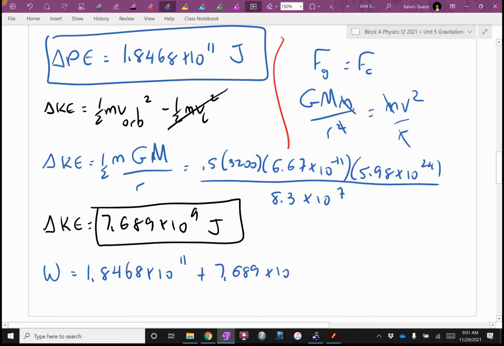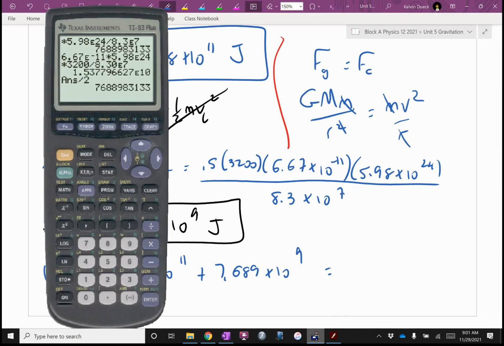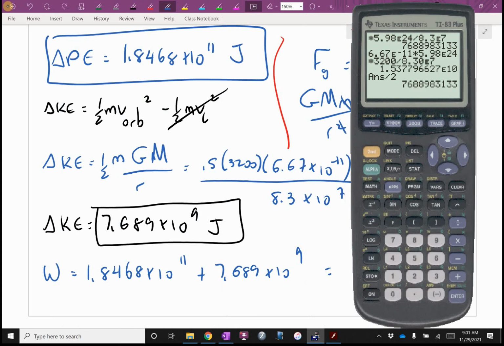7.689 times 10 to the 9th. Wait, the potential energy is dominating this equation. The kinetic is only going to make a little blip on the answer. 1.8468, scientific notation button, 11, plus answer button. Hey y'all, did you get 1.92 times 10 to the 11th?